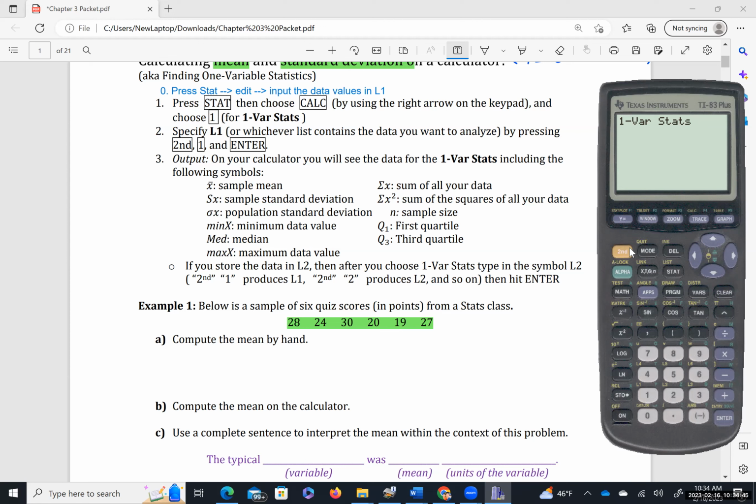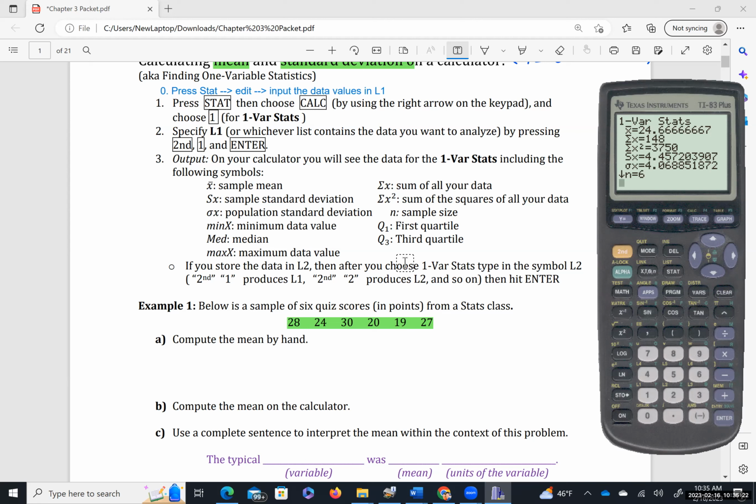I put L1 here by pressing second and number 1, which is L1. So we got L1 here, and then enter. Right away the output appears, with all the data values that you collected.